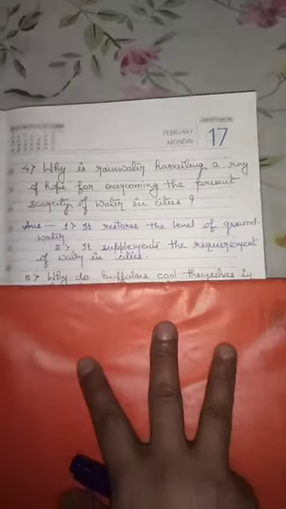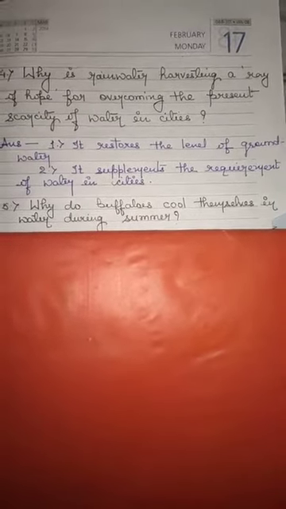Okay. Next question, question number 5: why do buffaloes cool themselves in water during summer? Clear to you? Now, you must have seen that buffaloes are mostly found in water during summer because of two reasons. First of all, most buffaloes are black in color. The black color is a very good absorber of heat. Second point, the buffaloes do not have efficient sweat glands, meaning they do not have enough sweat glands.